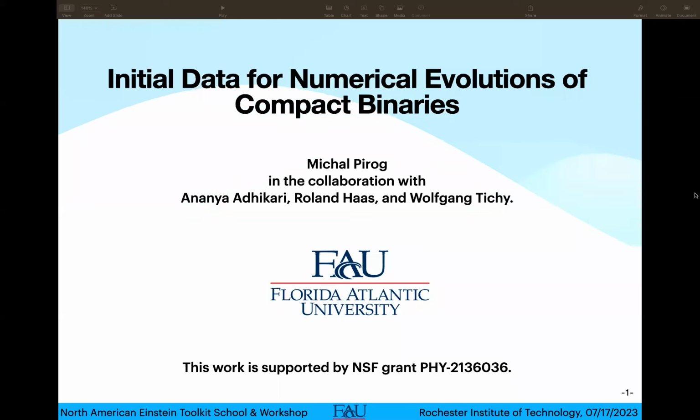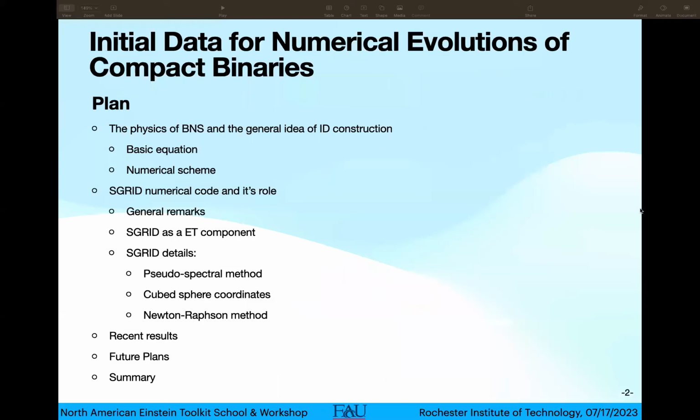So, initial data for compact binaries. Mostly, I'm going to talk about the binary neutron stars, and that's the plan of my presentation. I will start from the big picture of the physical setup, and that's the green part of my presentation. Then I will focus on the numerical part, and this is the main core of the presentation. And finally, I'll spend a couple of minutes to present the preliminary results.